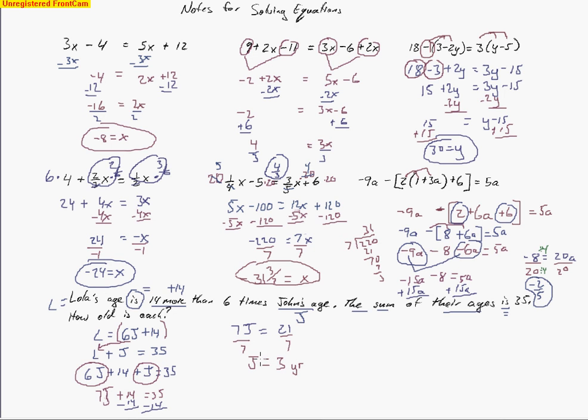Now what we need to do is find Lola's age. Well, I'm just going to substitute back in for that expression that represented Lola's age. 14 more than 6 times John's age. So Lola's age equals 6 times 3 plus the 14. So we multiply first, and we get 18 and 14 add to make 32. So 32 years. That's what Lola's age is.